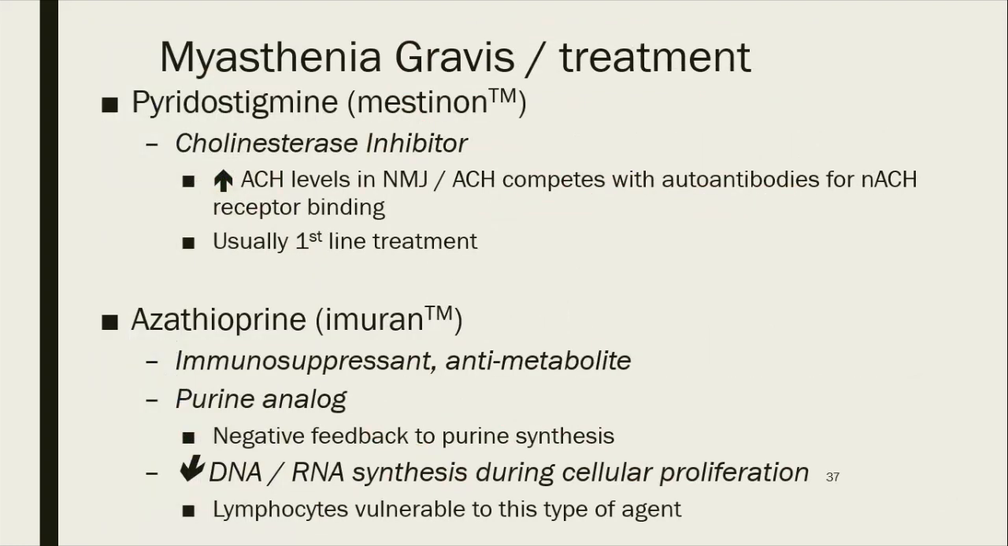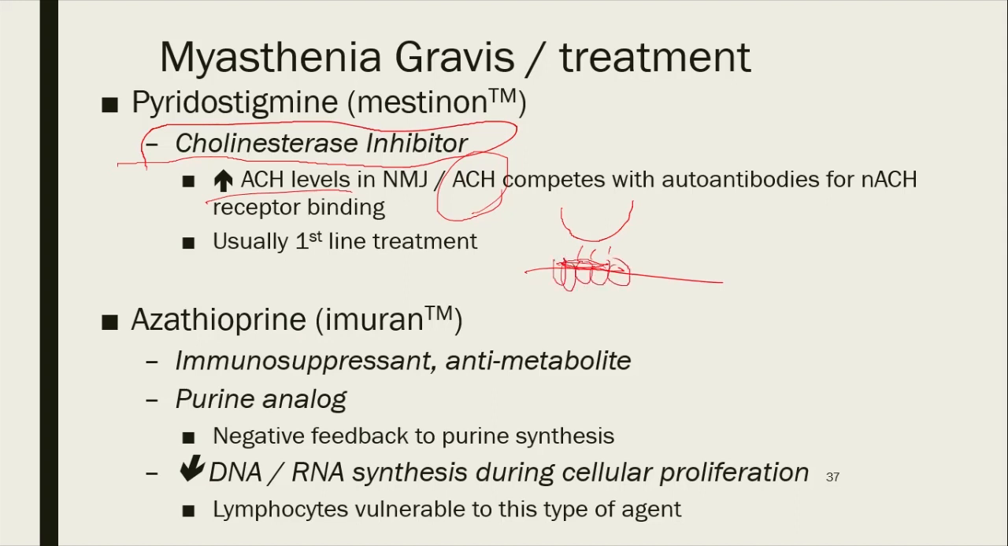Alright, in terms of treatments for Myasthenia Gravis, you have drugs in the class of cholinesterase inhibitors. Basically you are preventing breakdown of acetylcholine, increasing acetylcholine levels at the neuromuscular junctions. The idea is to have more acetylcholine available in the junctional gaps so that it can bind to the acetylcholine nicotinic receptors. They can compete with the autoantibodies, alleviating the symptoms resulting from the antibody binding. That is usually the first line of treatment.